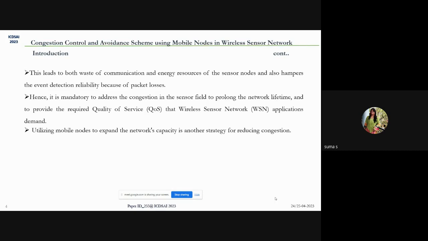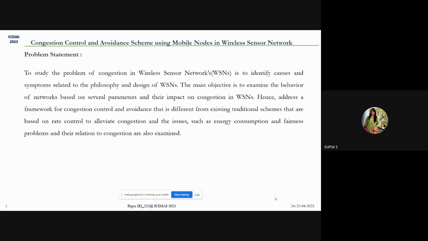So even the capacity can be increased, and the congestion can be reduced, by utilizing the mobile nodes. So mainly the problem statement is to study congestion in wireless sensor networks, to identify the causes and symptoms related to the philosophy and design of wireless sensor networks. The main objective is to examine the behavior of the networks based on several parameters and their impact on the congestion in wireless sensor networks.